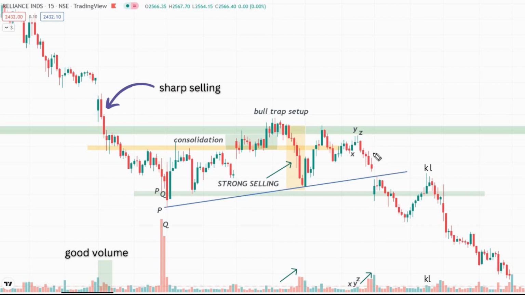Completely broken the low of this candle and also this candle. One candle broke the low of multiple bullish candles. So this is an indication that selling was happening from here and here.